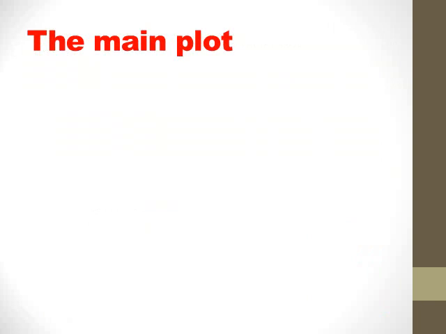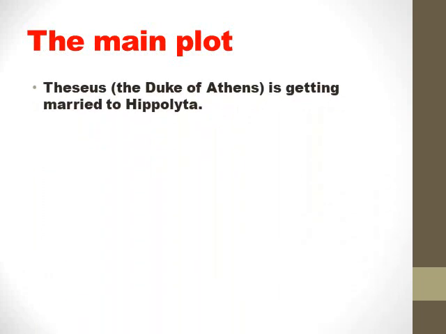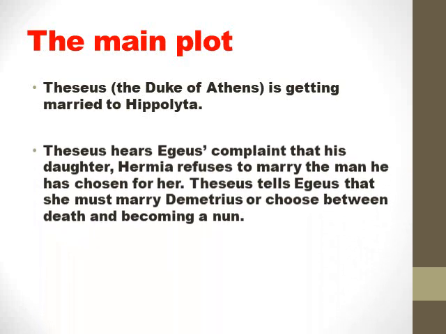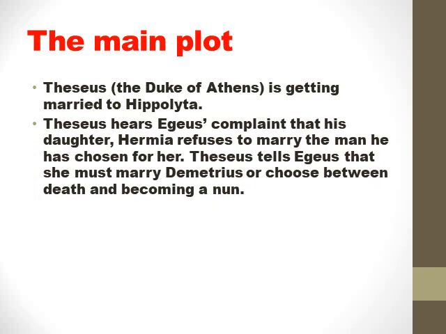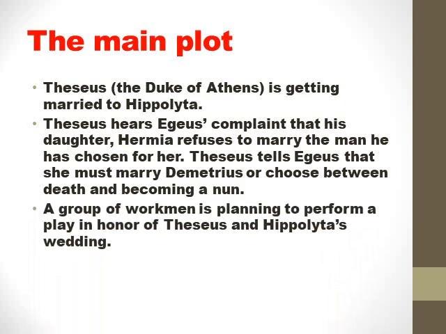The main plot. Theseus, the Duke of Athens, is getting married to Hippolyta. Theseus hears Aegeus complain that his daughter Hermia refuses to marry the man he has chosen for her. Theseus tells Hermia that she must marry Demetrius or choose between death and becoming a nun. A group of workmen is planning to perform a play in honor of Theseus and Hippolyta's wedding.